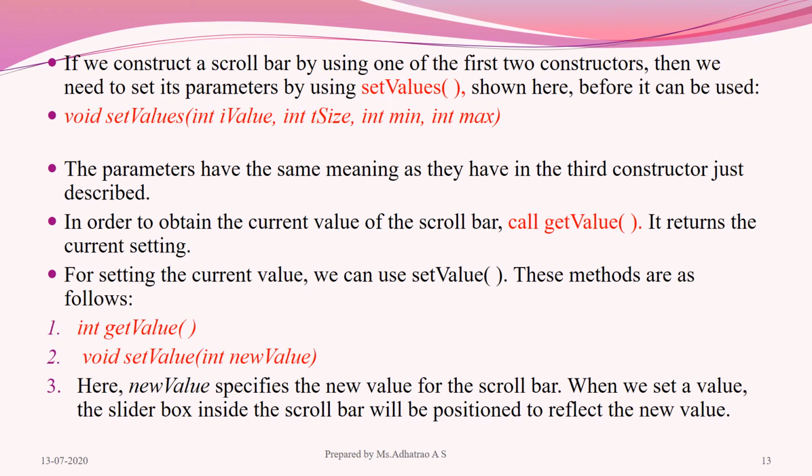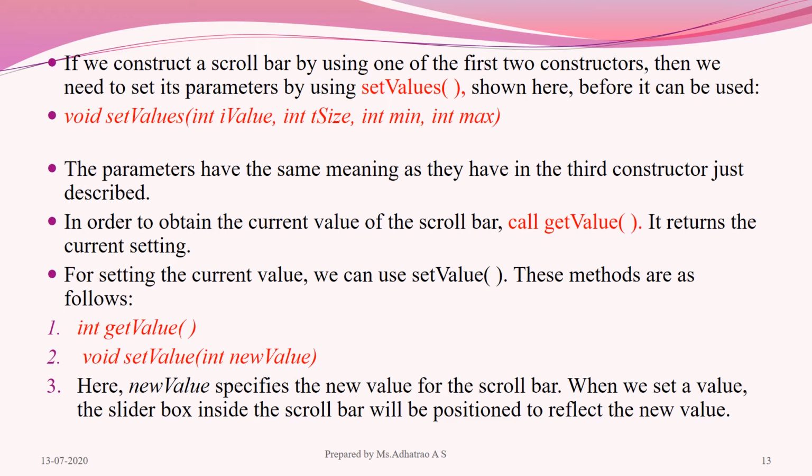If we construct a scroll bar using one of the first two constructors, then we need to set its parameters by using setValues as shown below. Void setValues, integer iValue, integer tSize, integer minimum and integer maximum. The parameters have the same meaning as they have in the third constructor just described.